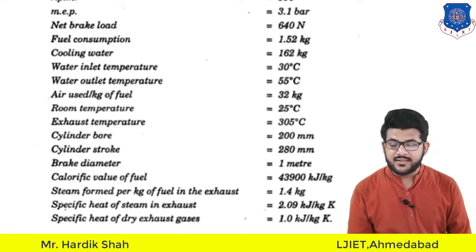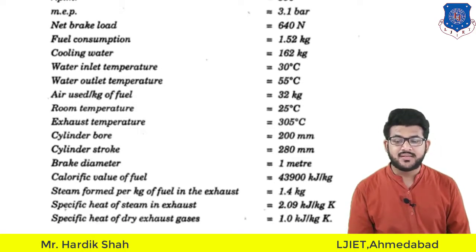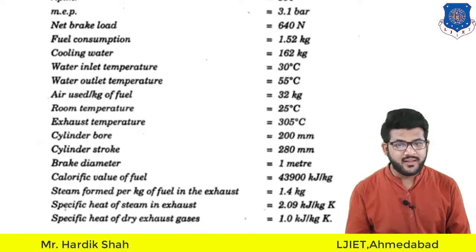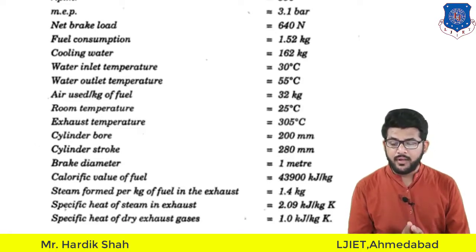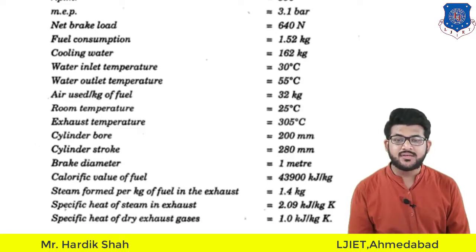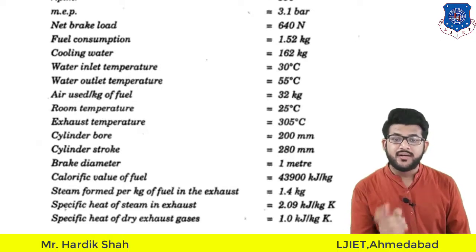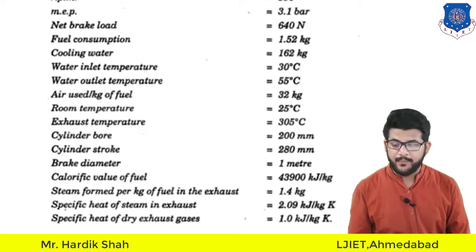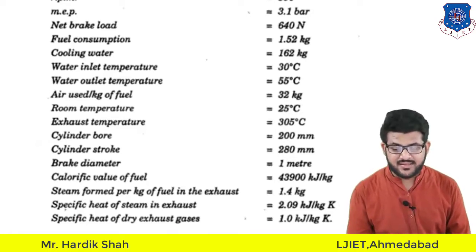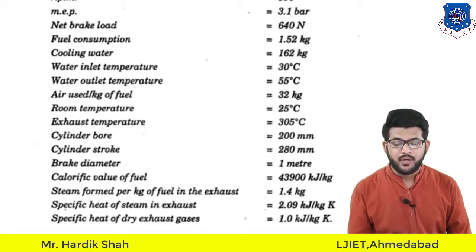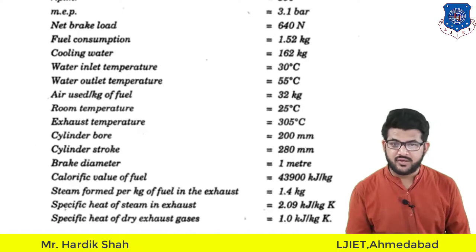Steam formed per kg of the fuel in exhaust. What is this? Whatever cooling water is circulating is also forming steam. So the steam formed per kg of fuel in exhaust is given as 1.4 kg. It is actually our loss, the steam loss. Thereafter the specific heat of the steam is 2.09 and the specific heat of dry exhaust gases is 1.0. So here we are given two types of exhaust, one is steam and one is dry exhaust.